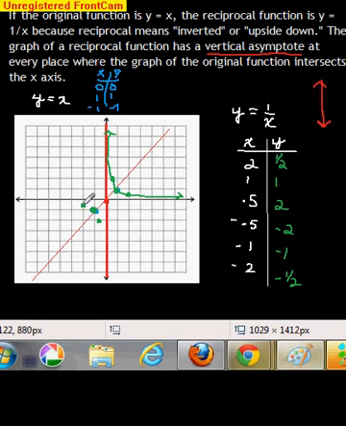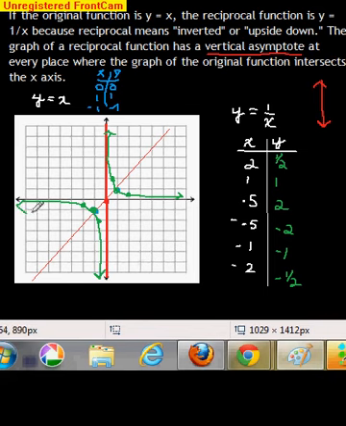Same thing's going to happen. We can't cross this axis, because if x ever is 0, this is undefined. So it's going to keep approaching through infinity. It's never going to touch that line. And the same with your vertical asymptote. It's never going to touch this line. It's going to get closer and closer and closer. It's never going to touch it.